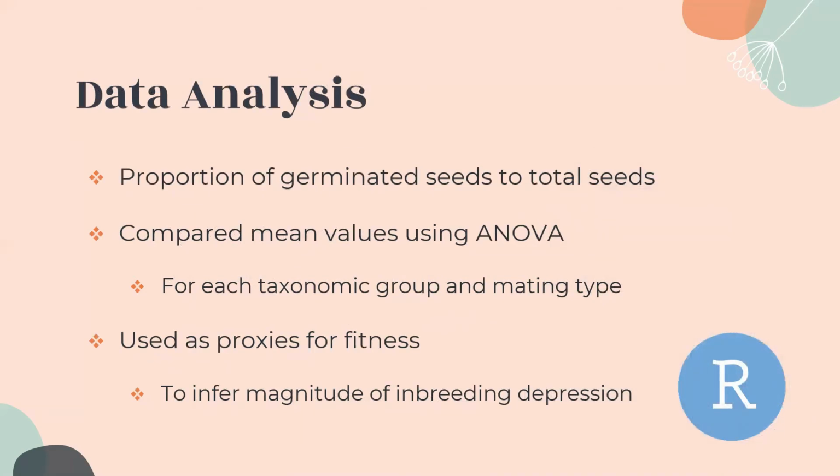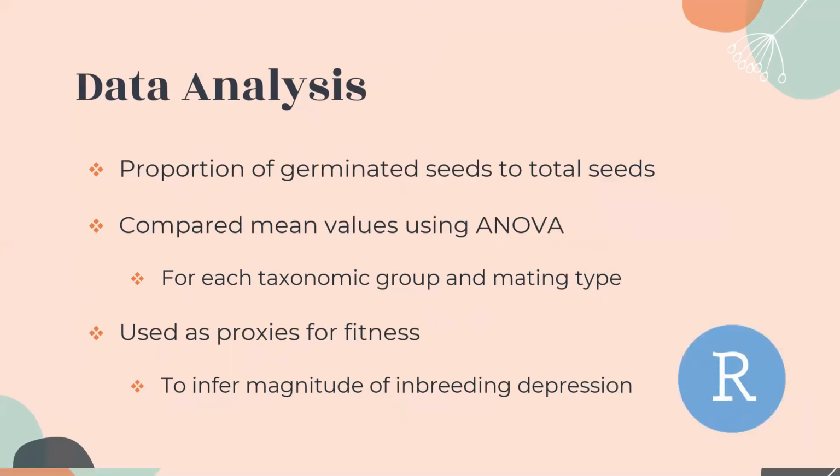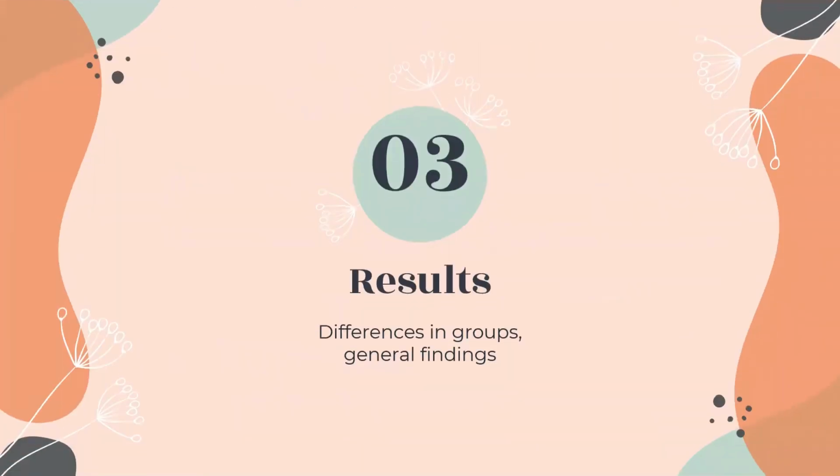I used ANOVA to compare the mean values for seed set and germination, essentially comparing each treatment group. For example, I would take inbred latifolia and compare it to outcross latifolia, and then inbred latifolia compared to outcross angustifolia, etc., to determine which were significantly different from each other. I used these early life measures as proxies for fitness to infer the presence and magnitude of inbreeding depression. Now let's explore what I found.